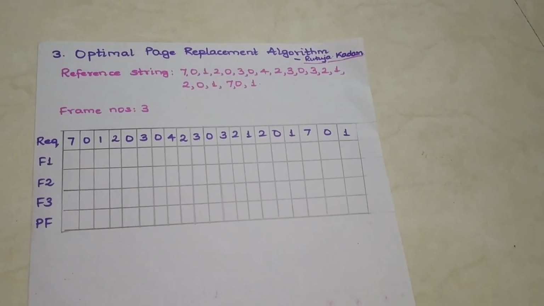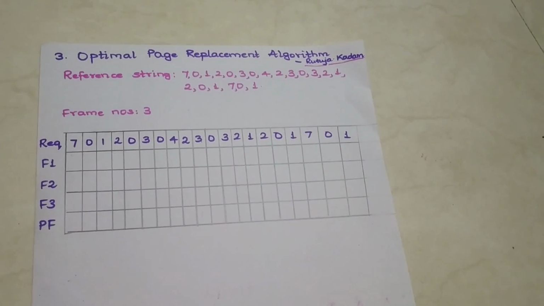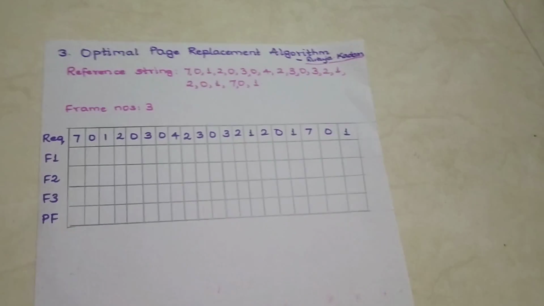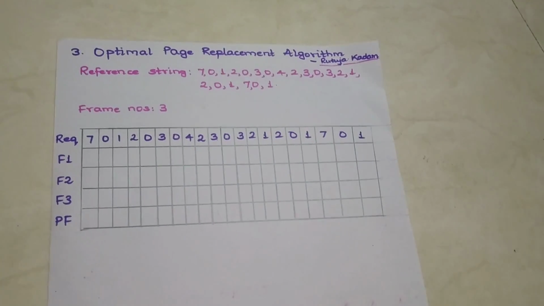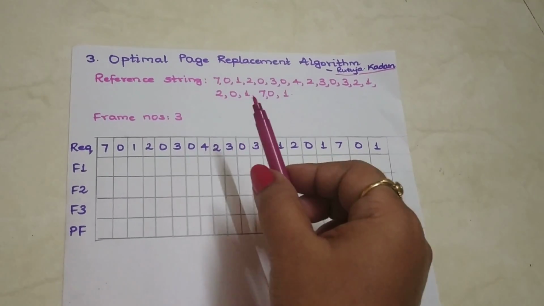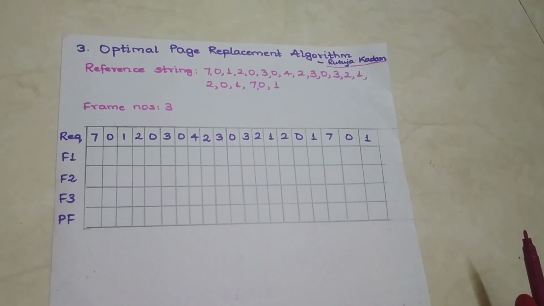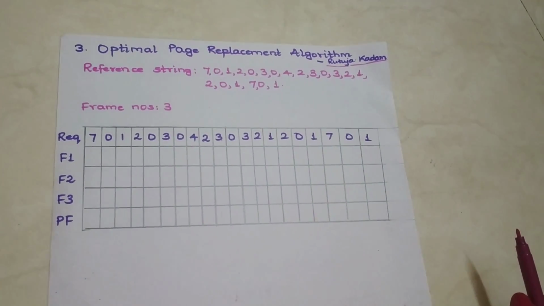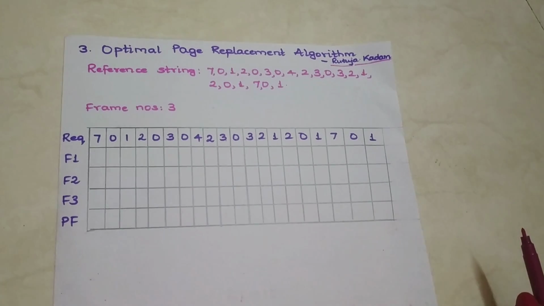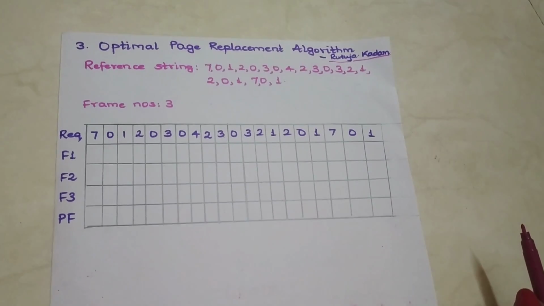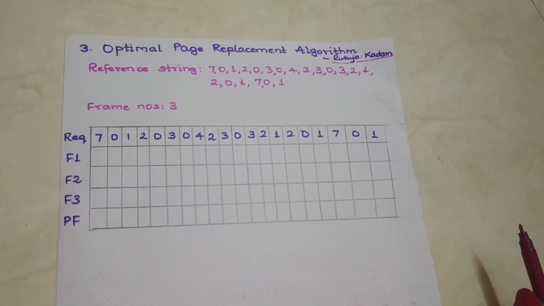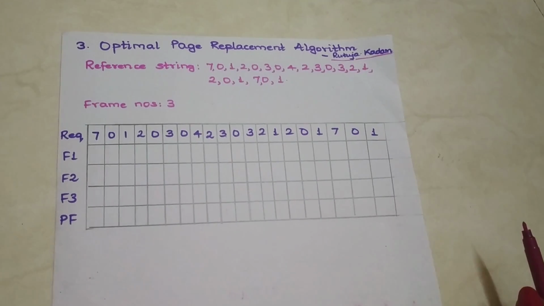Hello students, we will be starting with the optimal page replacement algorithm today. The reference string you have understood. I have already told this to you in the earlier two algorithms. This reference string is nothing but the pages the CPU is requesting. So 7, 0, 1, these are the pages the CPU is requesting.